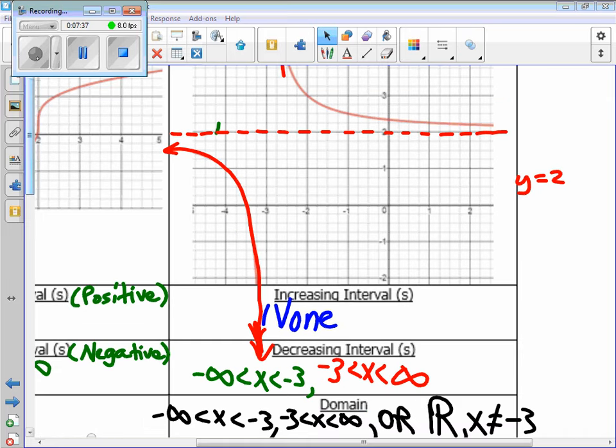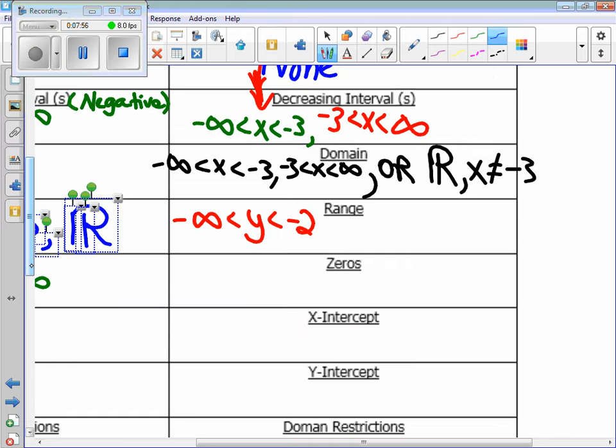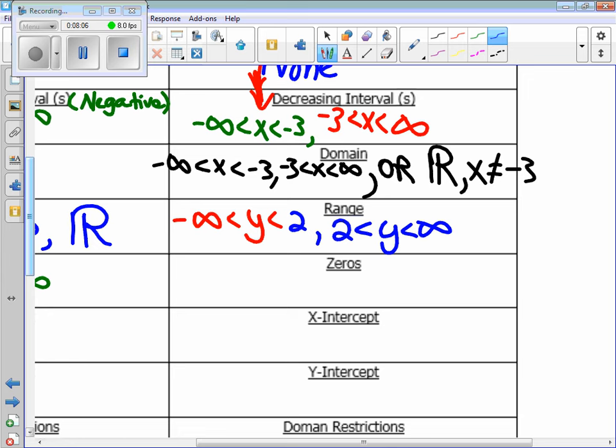On the other side of the asymptote, there's another portion of the graph. This portion starts just above y equals 2, so it's positive 2, gotta change it. And it goes to positive infinity, so it's positive 2 here, not negative 2. Sorry. Positive 2, and then the other portion of the graph starts at 2, and the y value climbs all the way to infinity. You can also rewrite this as all real numbers except y cannot equal 2.